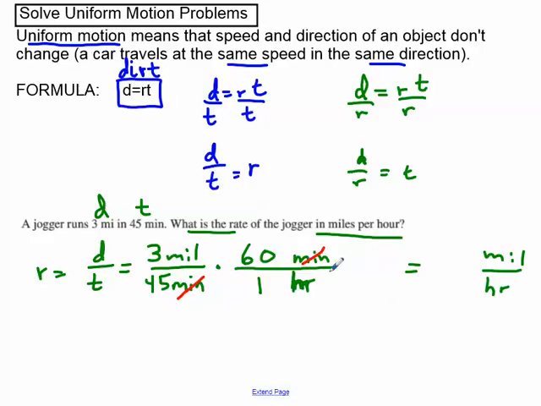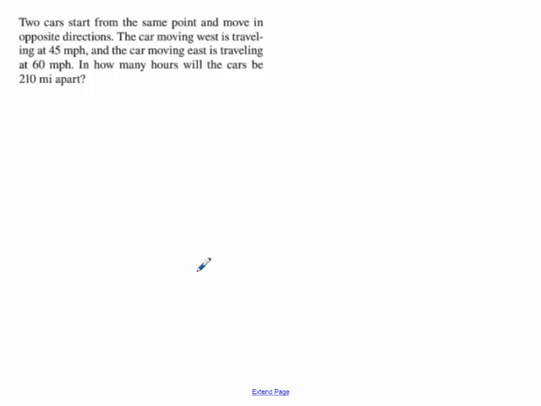And all I do now is write out my numbers as 3 times 60 over 45, and that'll give me my number. So all I do is just multiply 3 times 60 divided by 45 equals 4. That is my 4 miles per hour. 3 divided by 45 would not give us the correct answer because we're looking for miles per hour. That would have given us miles per minute. So there's an example. Take a look at another one.